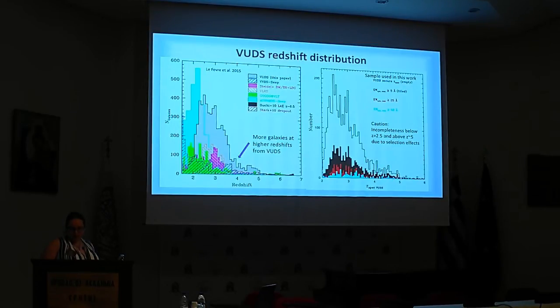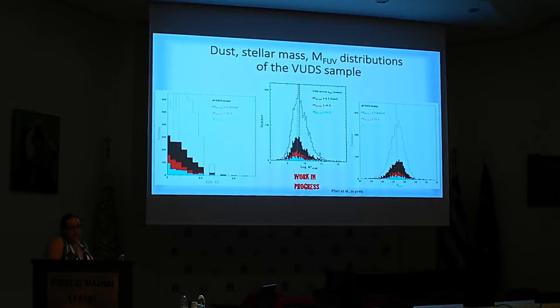If we look at the dust, stellar mass, and FUV absolute magnitude distribution for these sources, we start with dust on the left, then stellar mass in the middle and FUV on the right, with the same color coding as before. On average, looking at the median of these distributions, the higher the equivalent width of the Lyman alpha, the less dust they have, they're slightly less massive, and they're also slightly brighter in absolute UV magnitude.